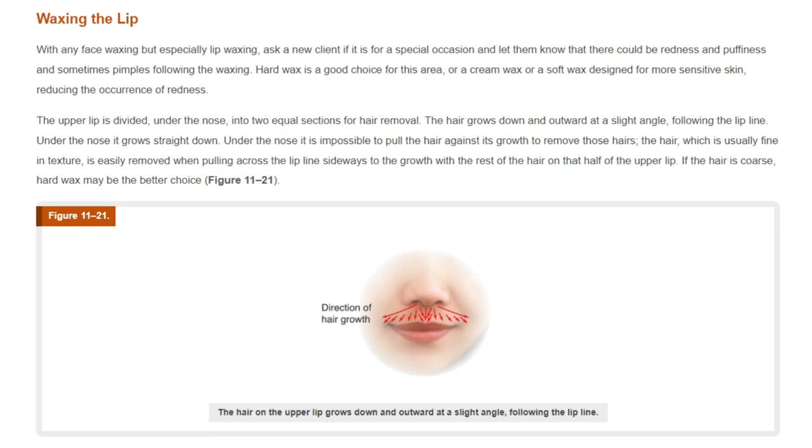The hair, which is usually fine in texture, is easily removed when pulling across the lip line sideways to the growth with the rest of the hair on that half of the upper lip. If the hair is coarse, hard wax may be the better choice. Figure 11.21. The hair on the upper lip grows down and outward at a slight angle, following the lip line.